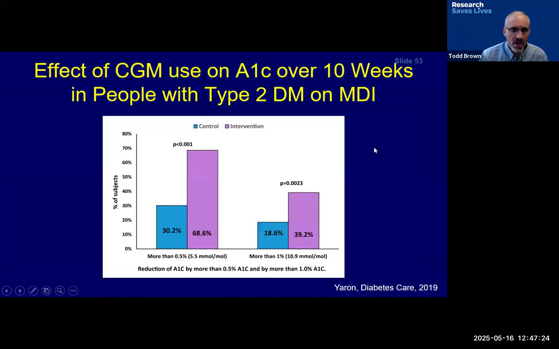And these CGMs do work quite well in terms of lowering hemoglobin A1C. This is in type 2 patients on MDIs. This looked at a control intervention, so people got a CGM versus not getting a CGM, and looked at their A1C. These are people who had more than a 0.5% reduction in A1C, more than a 1% reduction. And you can see that those who got CGMs actually had better control, and they feel more in control of their diabetes because you get information in real time. So really, really important tool that we have.